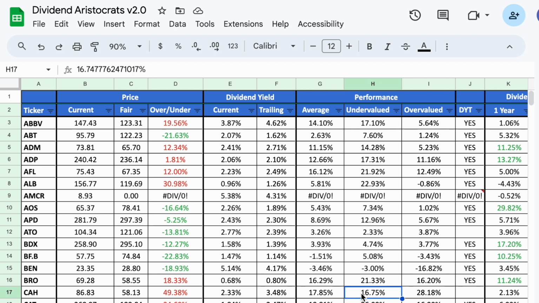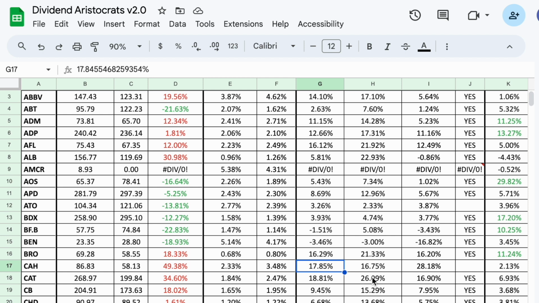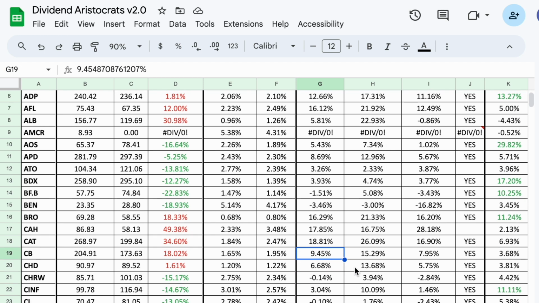Cardinal Health is the second aristocrat to fail the test, with a return of 16.75% while undervalued, compared to 17.85% overall. Caterpillar passes the test, with a return of 26.09% while undervalued, compared to 18.81% overall. Chubb also passes the test, with a return of 15.29% while undervalued, compared to 9.45% overall. Church & Dwight also passes the test, with a return of 13.68% while undervalued, compared to 6.68% overall.